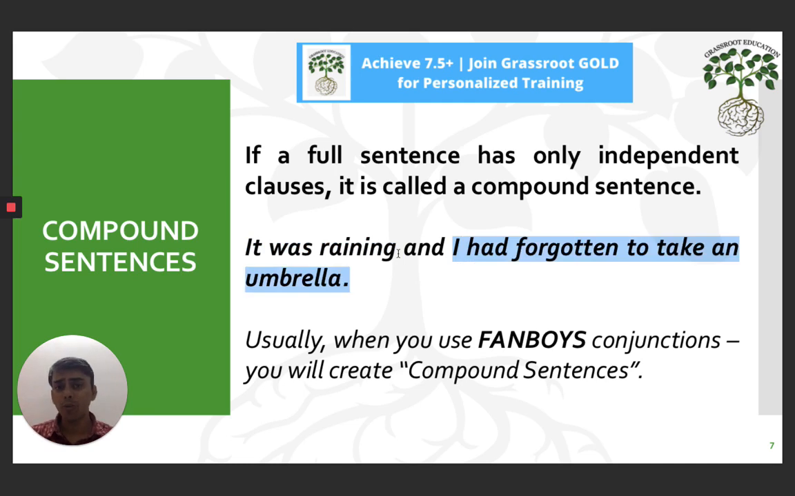Now, what's happening? It was raining. I can say this independently. So, this is my independent clause. Similarly, I can say I had forgotten to take an umbrella. Again, I can say this independently too. Therefore, two independent clauses coming together. This is your compound sentence.